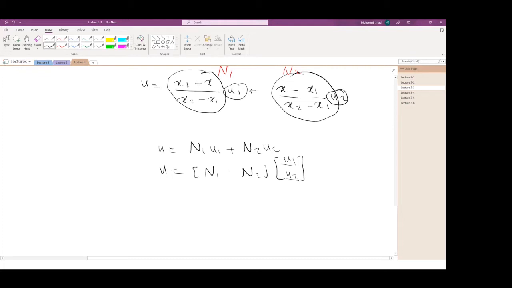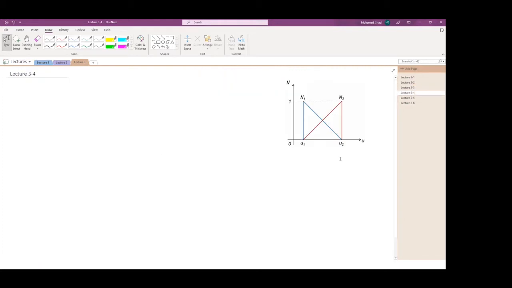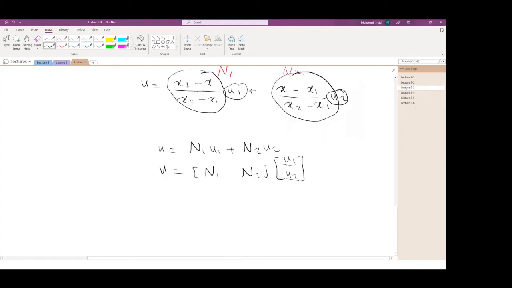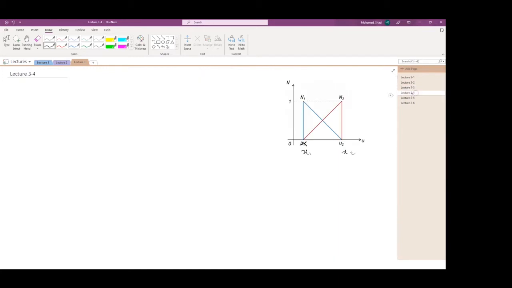Now I'm going to talk a little bit about the significance of the shape functions. If you want to draw these shape functions, probably this is meant to be x1, and this is meant to be x2. I'm just going to copy over the expression for the shape functions. N1 is x2 minus x divided by x2 minus x1. And N2 is going to be x minus x1 divided by x2 minus x1.